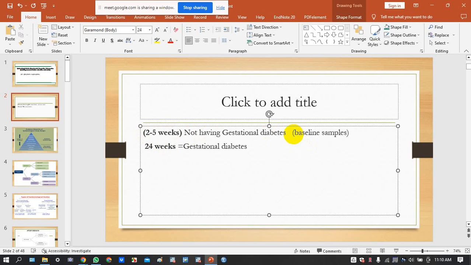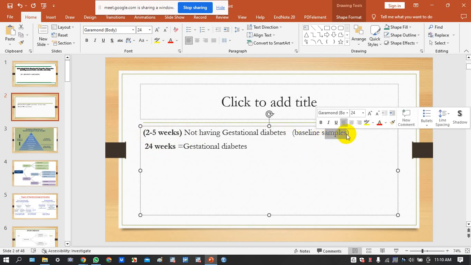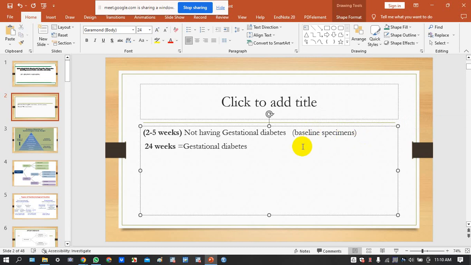specimen. Let me make it specimen, because in statistical analysis, if you bring sample, it becomes your participant. So baseline specimen. Then this one becomes what? The intervention, the specimen that you take when the condition developed. So this is the meaning of it.